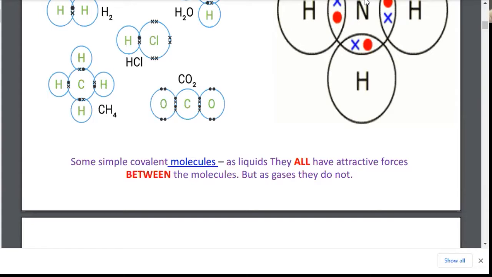Okay, so where are we? All of these substances have attractive forces between the molecules as liquids, but as gases, they don't. If you think about the particle model, the gas particles are all separate from each other because there are no bonds holding them, no attractive forces between the molecules.